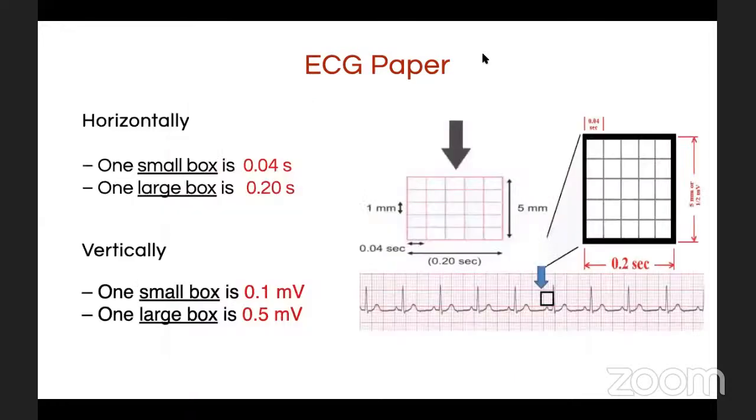اوكي طيب زي ما قلنا هذه نفس الكلام اللي قبل شوي شرحته horizontally ال small boxes 0.04 second while a large box 0.2 second. Vertically the amplification تكون المربع الصغير 0.1 millivolt while المربع الكبير half millivolt اوكي. طيب أتمنى إنه واضح يا رب. أوكي next slide.